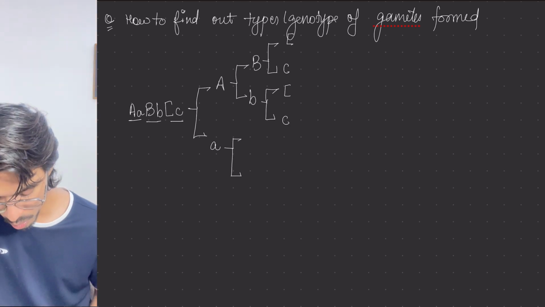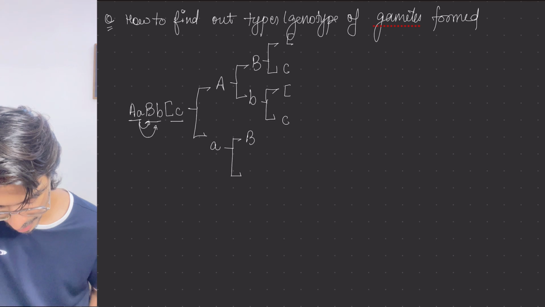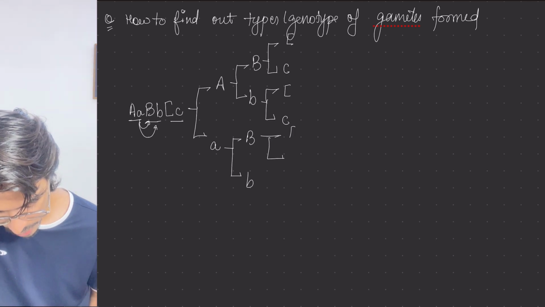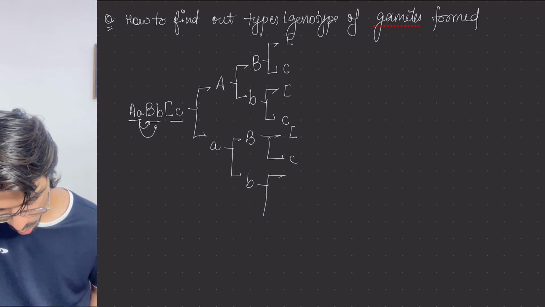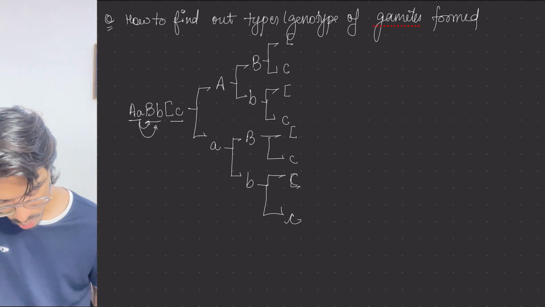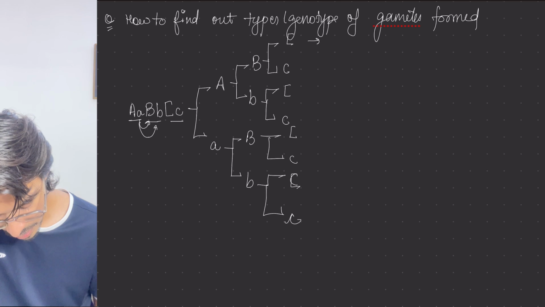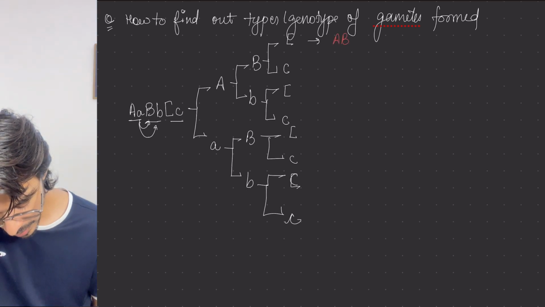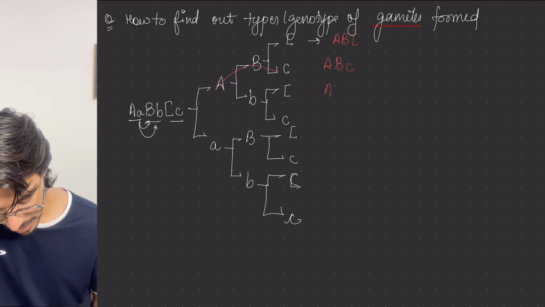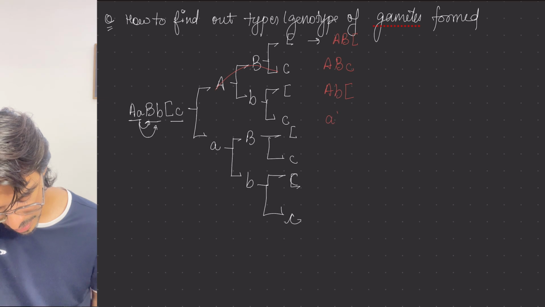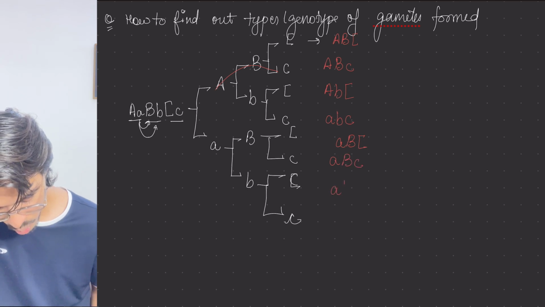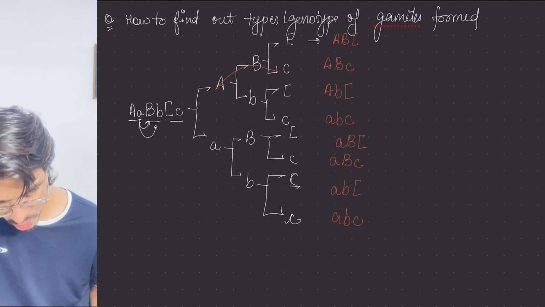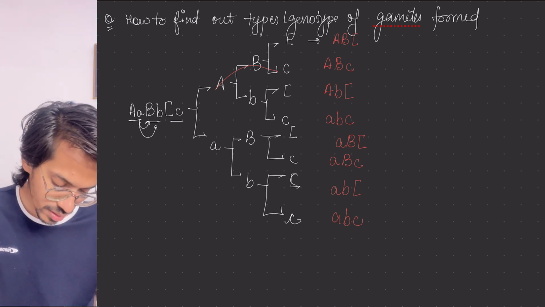In the same way, this small one has an option to go with this. So I will write it capital, small. Then this has an option to go with capital, small, and this has an option to go with capital, small. So how many options are formed over here? One is A, capital B, capital C. Second will be A, B, small c, then A, small b, capital C, then A, small b, small c, and so on. Then small a, capital B, capital C, small a, capital B, small c, and so on. So these are the different types of gametes that are being formed.